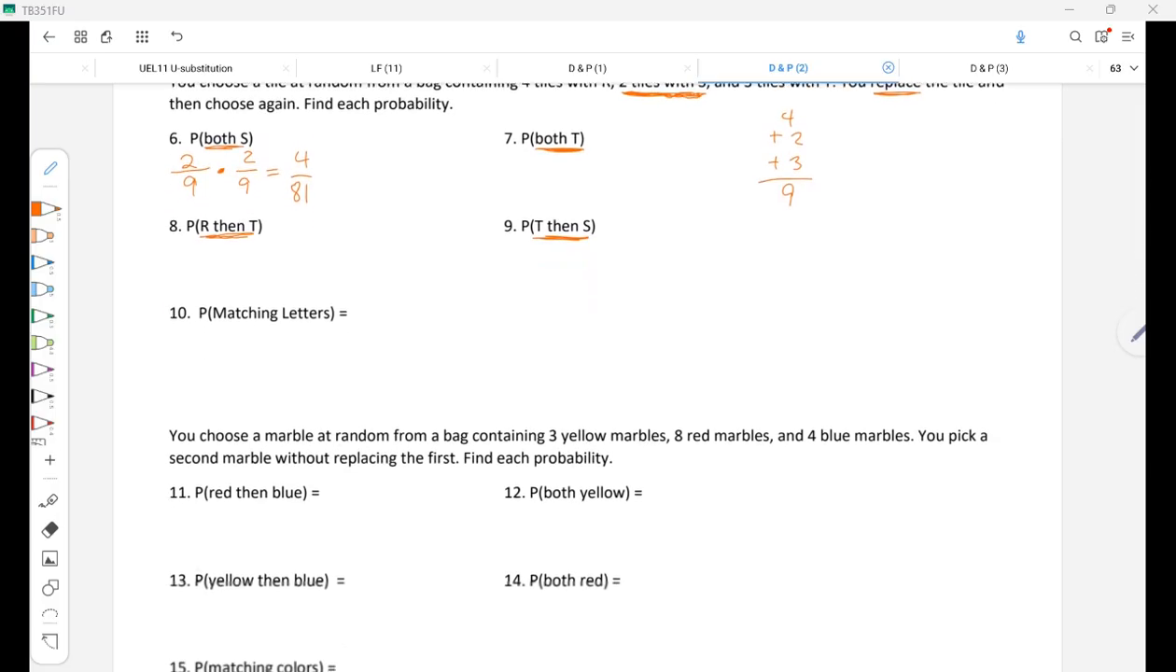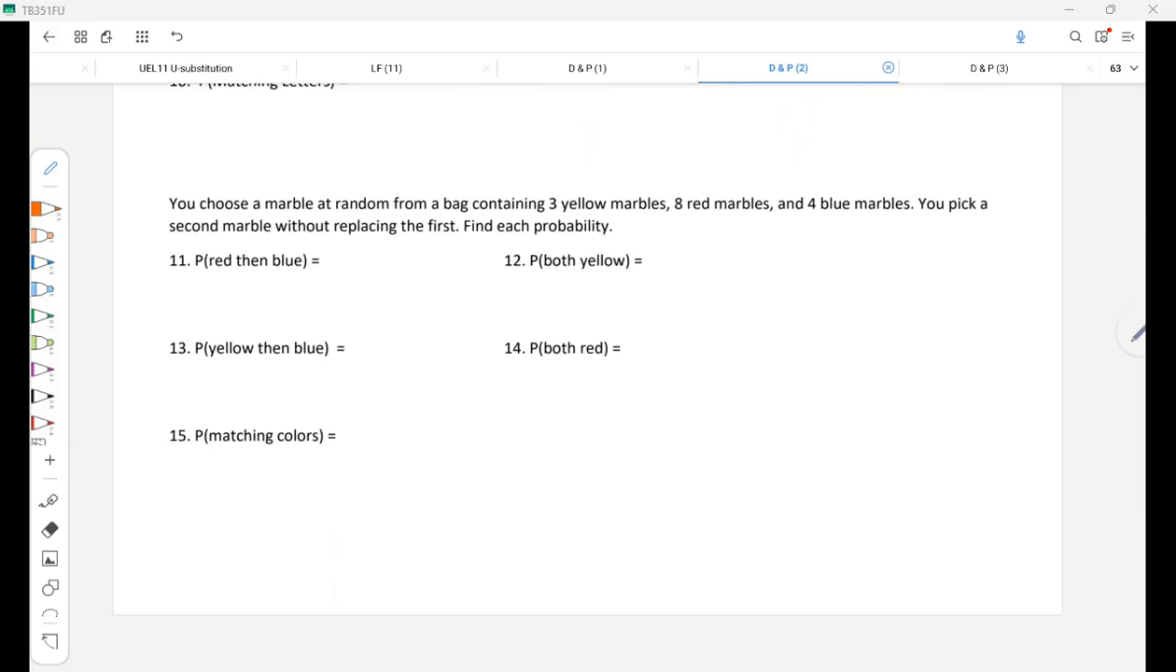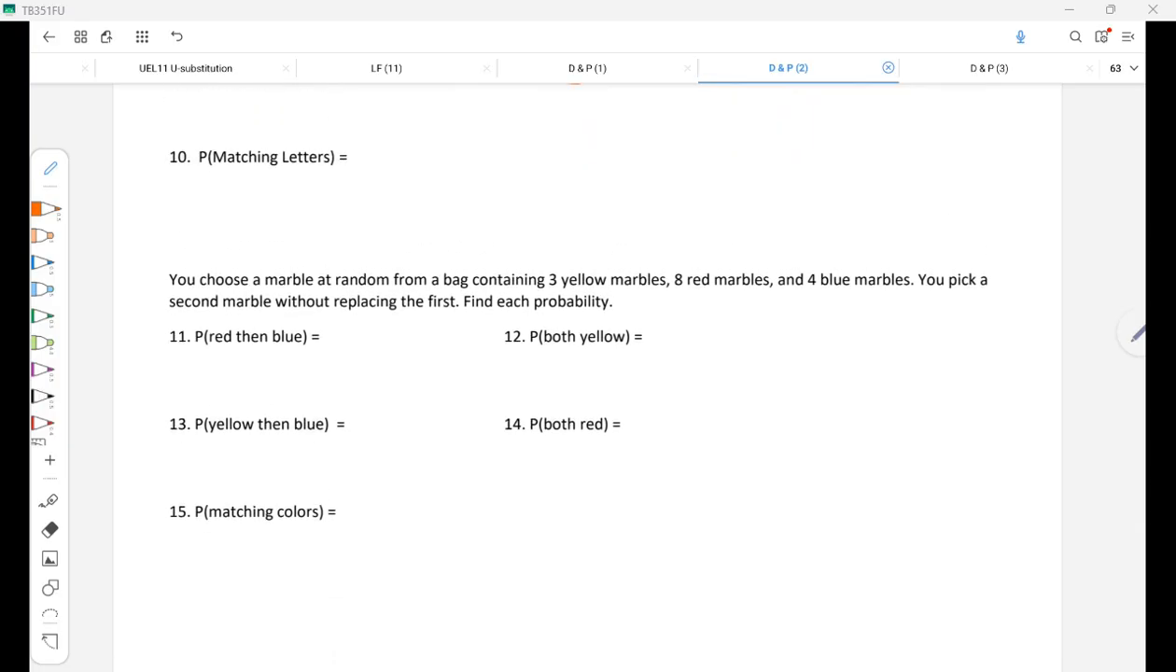And then last but not least, in the remaining 4 problems, this is the one that if you didn't get to, you want to make sure you understand how to do these. Here, instead of tiles, we're picking marbles. Instead of letters, they're colors. But it's the same idea, but we're picking without replacing. So these are the ones where we have to make an adjustment on our second pick. So I'll do numbers 11 and 14 with you guys, and that'll leave the other 2 for you to do if you didn't get this all the way done.